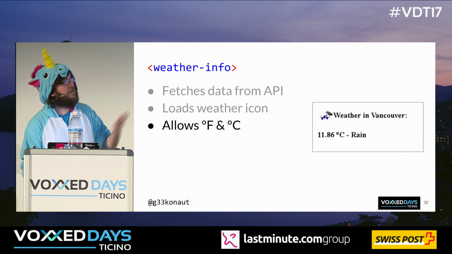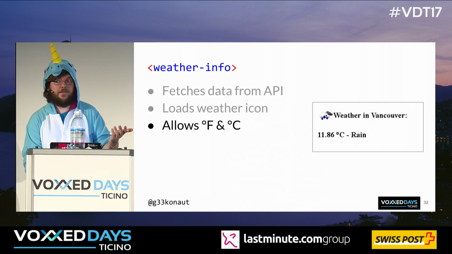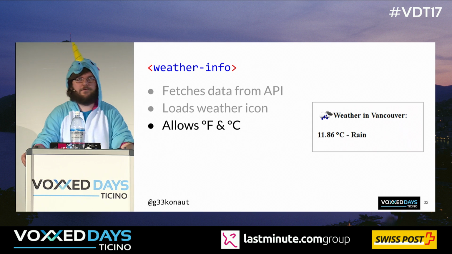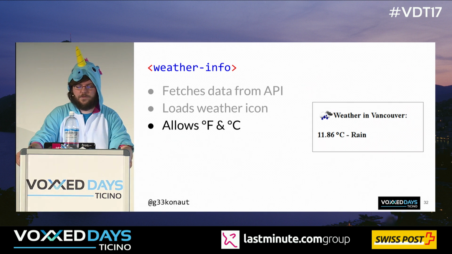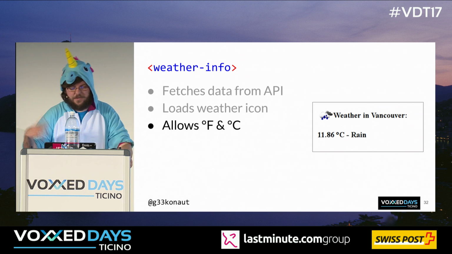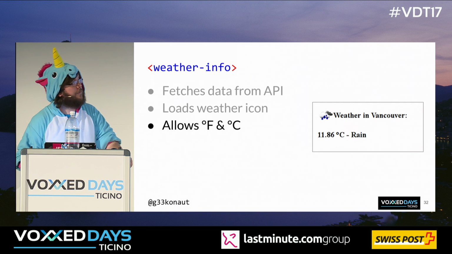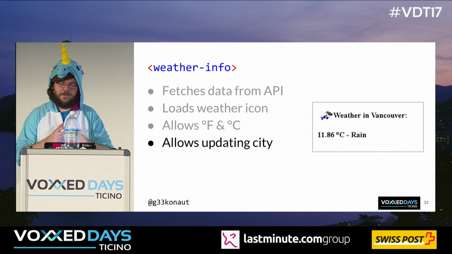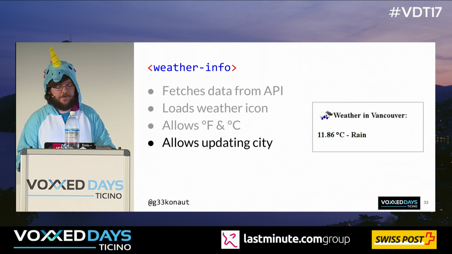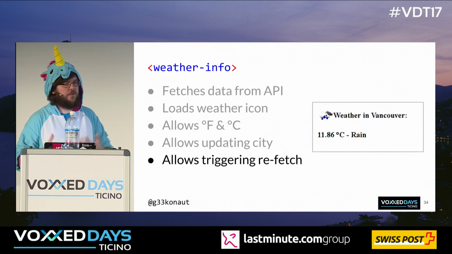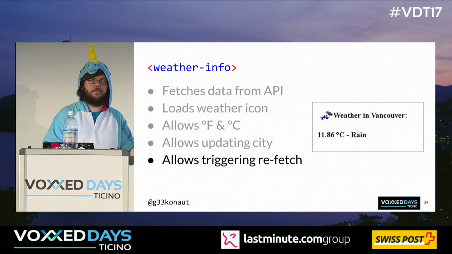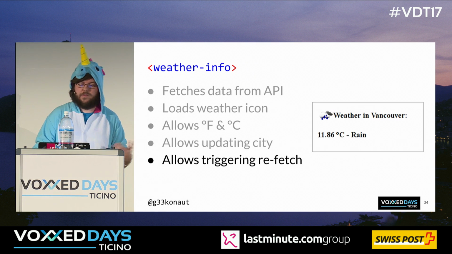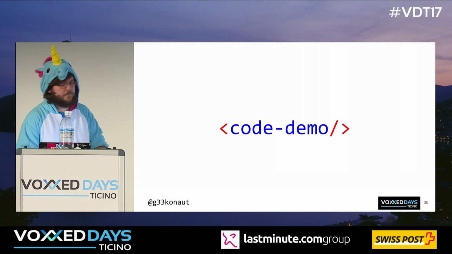It allows you to use imperial or metric units, and as everyone in the world really uses metric, that would be the default, and we can switch it over to imperial units if we really want to. It allows us to change the city, so we can configure the city, and we can configure the unit, imperial or metric. And it should also have a method for us to imperatively say, update this.